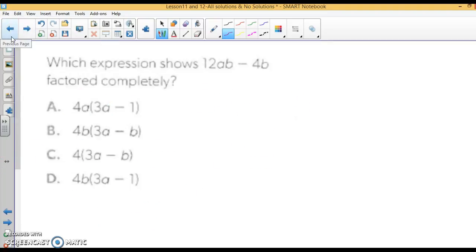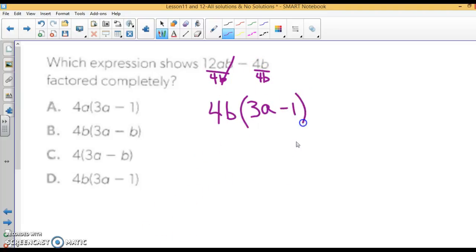All right, pause your video, do this one. All right, let's look at this. What is the greatest common factor for these two terms? I can factor out a 4 and a b. So if I divide by 4b, 12 divided by 4 is 3. b divided by b is 1, so I'm just left with 3a. 4b divided by 4b is 1, so minus 1. That's completely factored. So that is A.